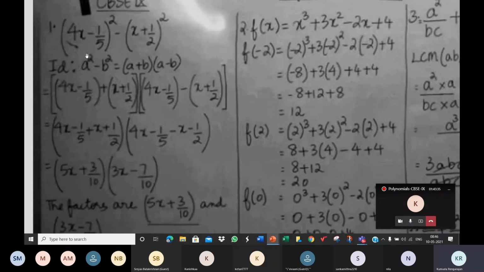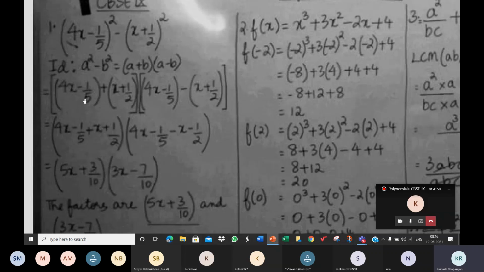The question looks like this, so this is the answer. Here in place of a, we are going to write 4x minus 1 by 5, and in place of b, x plus 1 by 2. See the plus sign here, and there's minus here. So a plus b, and minus a, which is 4x minus 1 by 5, b, which is x plus 1 by 2. Finished.